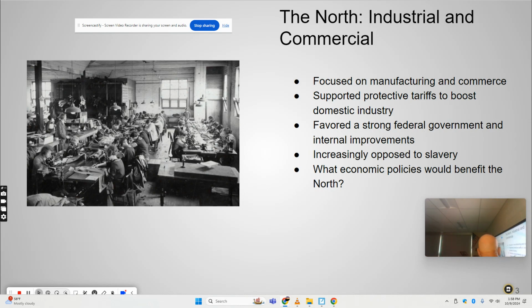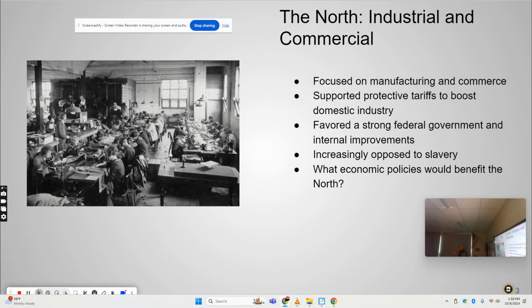The North is also going to favor a strong federal government and internal improvement. So the North is going to be gaga, as far as improving infrastructure, the roads and bridges and canals. The North is going to be really excited about these federal improvements, because those improvements are going to help goods ship. Think of a spider's web in the North.